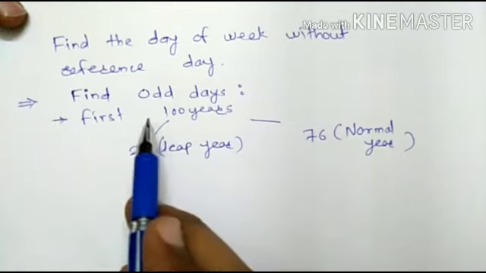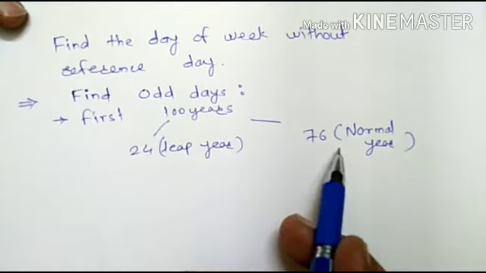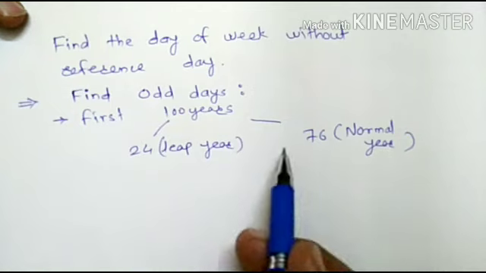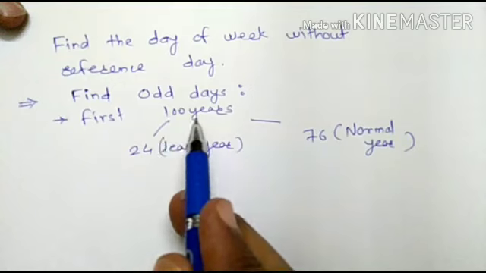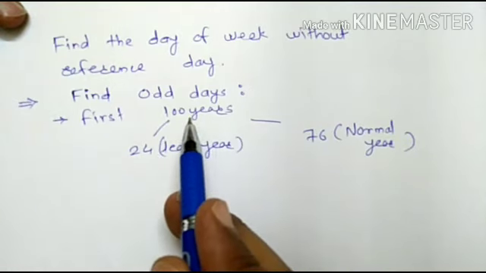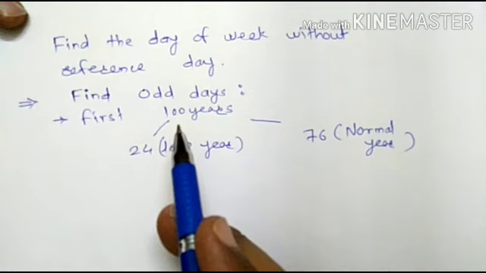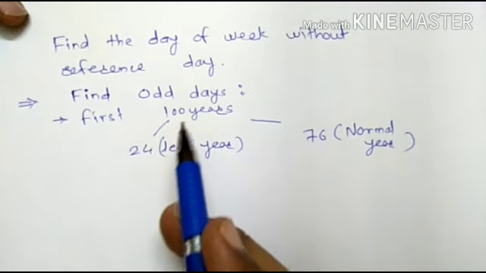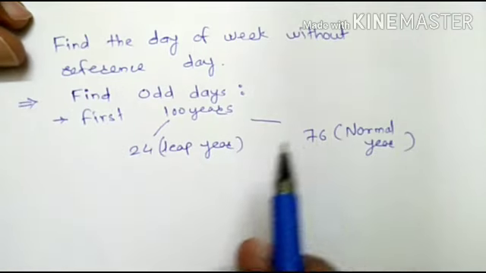In the first 100 years, there are 24 leap years and 76 normal years. We know that every 4th year is a leap year, so there should be 25 leap years in 100 years. But 100 is a century year and it is not a leap year, so there are 24 leap years and 76 normal years, that is, non-leap years.